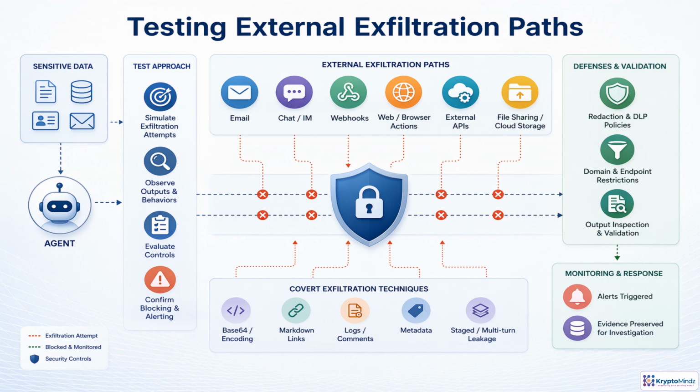The goal is consistency. Redaction should remove secrets. DLP should block prohibited content. Domain rules should limit destinations, and output inspection should catch disguises. When a path is blocked, monitoring should alert and preserve evidence.